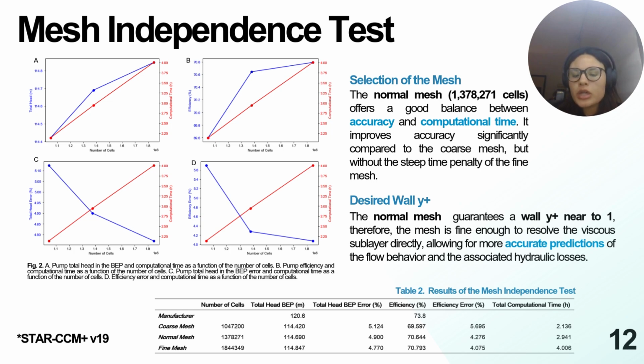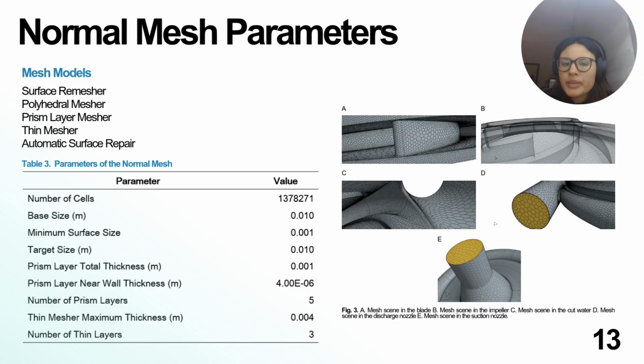According to Figure 2, it was determined that the normal mesh was the best since it offered a good balance between the accuracy of the results in comparison with the manufacturer's data and the computational time. In addition, the normal mesh guaranteed a wall y-plus less than 5, which allows the mesh to resolve the viscous sublayer directly, creating a more precise flow behavior prediction. Therefore, the normal mesh was used in order to start simulating the pump's operation.